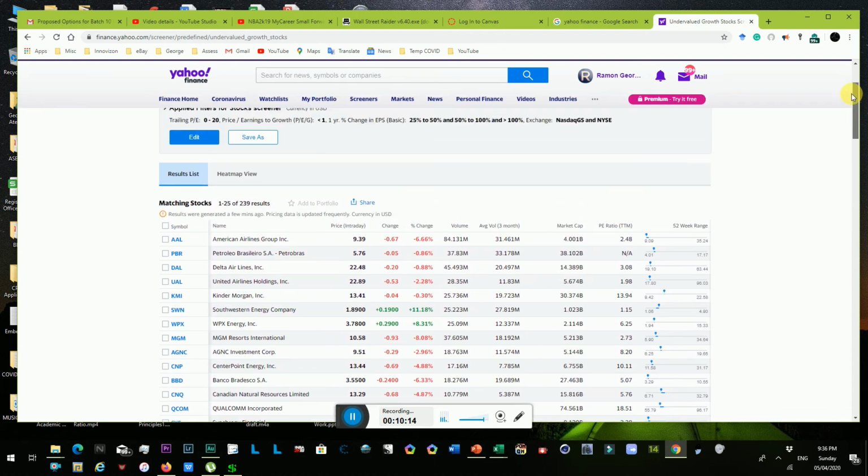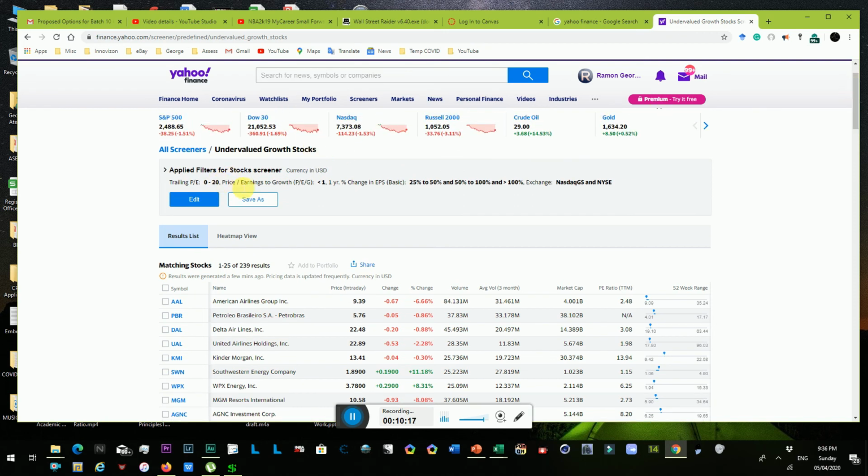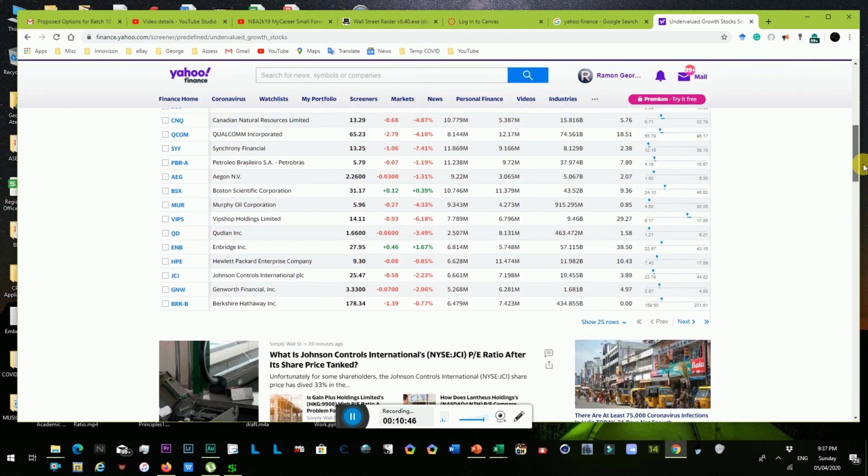So all of these companies are between 0 to 20 price earnings growth. 0 to 20 PE, price earnings growth is less than 1. So these are potentially growth stocks. And the change in EPS is 25 to 50 and 50 to 100 and greater than 100%. The change in EPS, the basic, and the exchange is New York Stock Exchange and the Nasdaq. So these are companies that you can look into.